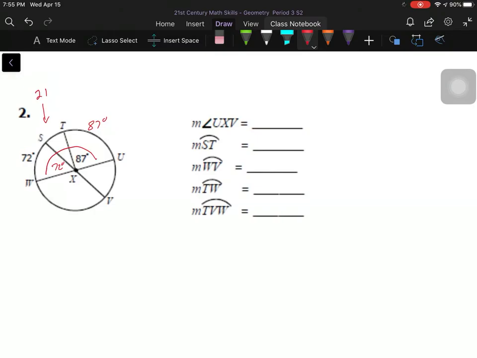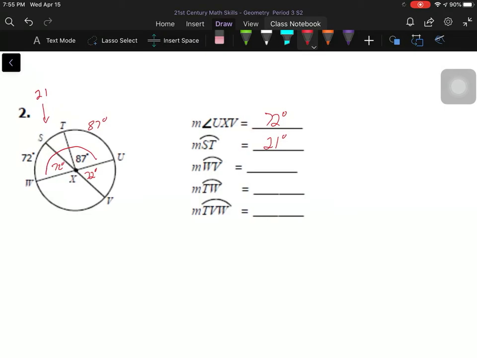So the measure of angle UXV. Again, I can do the same thing here. I've got vertical angles from the previous problem, so I know that that's 72. Or I could use this idea that it's half a circle. I know 21, I know 87. I can subtract that and get 72. The measure of ST, well, we figured that out earlier. That's 21.